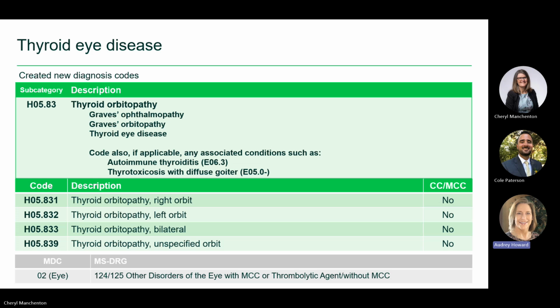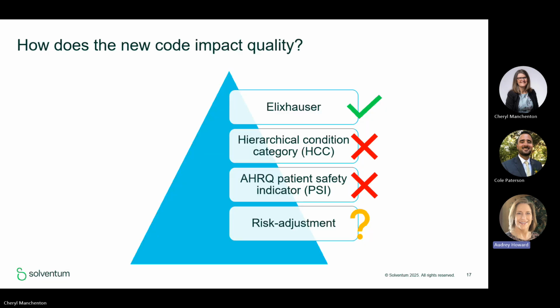So Cheryl, how may these new codes impact quality? This is a yes. I do believe it will be added to the Elixhauser conditions because we do have a category for thyroid disorders. So I would assume that this code will be added to that. Again, the question is, it's not a current HCC. Will it be added in terms of, it is obviously impacting care and treatment and monitoring ongoing. It's not a condition that magically goes away, if you will.